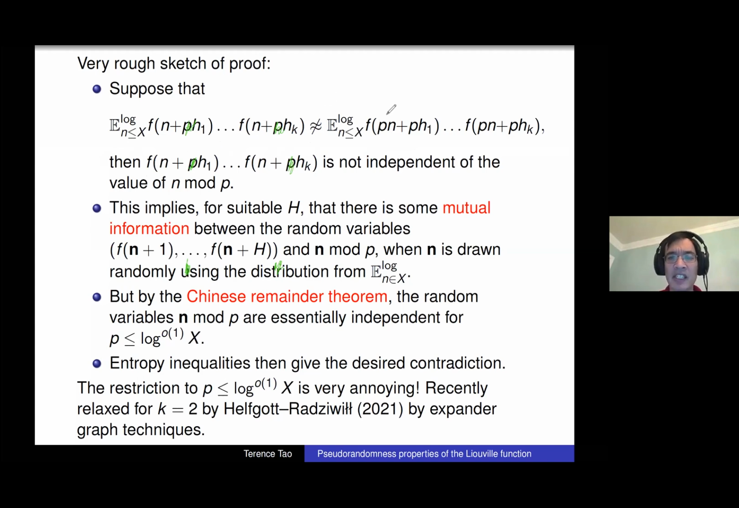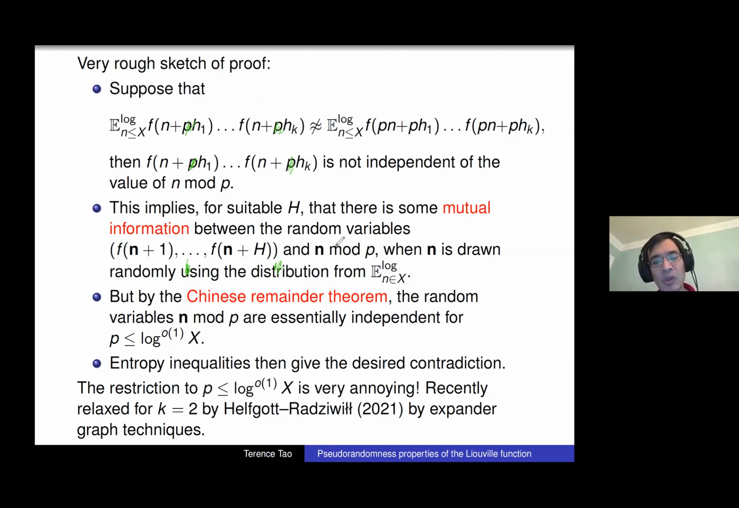What should happen is that if there is a discrepancy here, then this sequence somehow knows about the value of n mod p. And in the language of information theory, it means that there's some mutual information between the sign pattern. If you look at a certain sign pattern of a certain length, this function f, the starting point of the sign pattern must know something about the residue of the starting point mod p, where n is just some random number drawn from 1 to x.